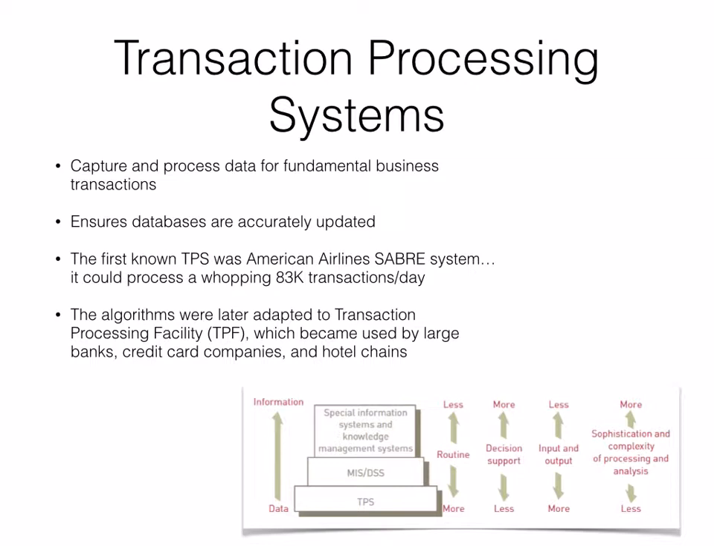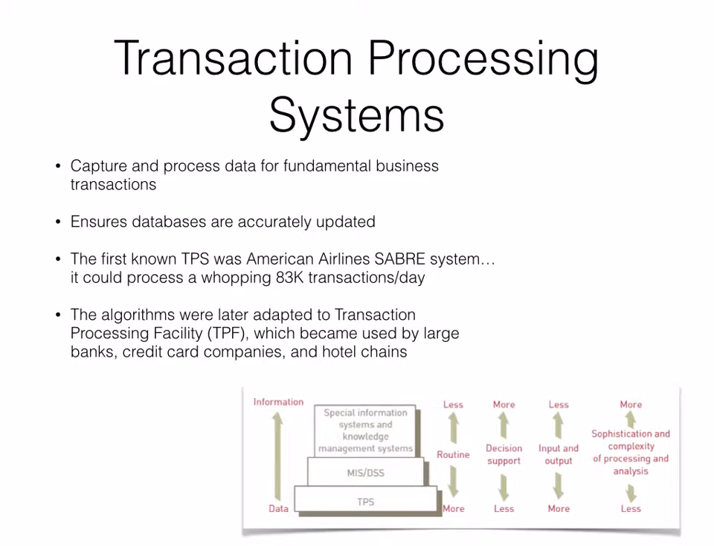Whereas now, transaction processing systems have been adapted to entire transaction processing facilities, which are used by large banks, credit card companies, and hotel chains, where 83,000 transactions can happen probably in a minute if you're thinking about bank debiting. Maybe less than a minute, maybe even in 20 seconds in a given region, especially when you think about where we live. Transaction processing systems are proliferated throughout just about everything we do, especially bank transactions, credit card transactions, and when you travel, for example.